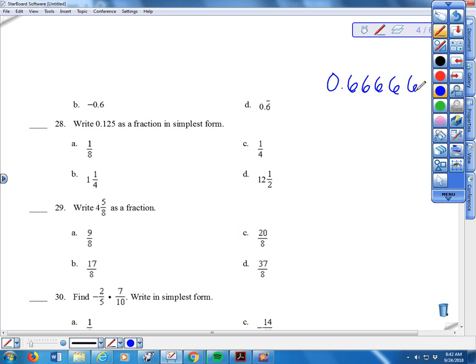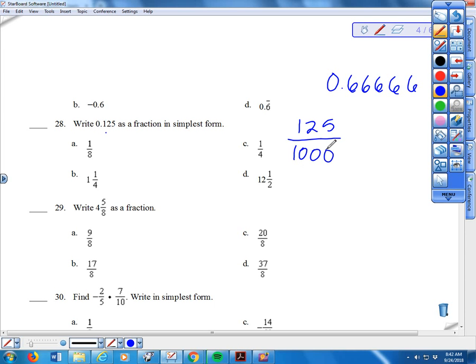Okay, how about this? How do I say this number? 125 thousandths. 0.125. It's just 125 thousandths. That's how I say it. I would either say 0.125 or 125 thousandths. The third place after the decimal is the thousandths place. Correct. Okay? So I would just write it as a fraction exactly as I say it.